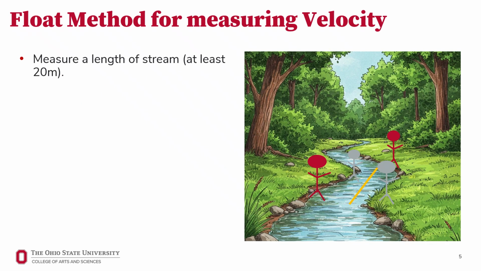In the next lab period, we will use the float method for measuring velocity. First, we will measure a length of stream that is at least 20 meters across. This length should be measured in the same direction as the current.